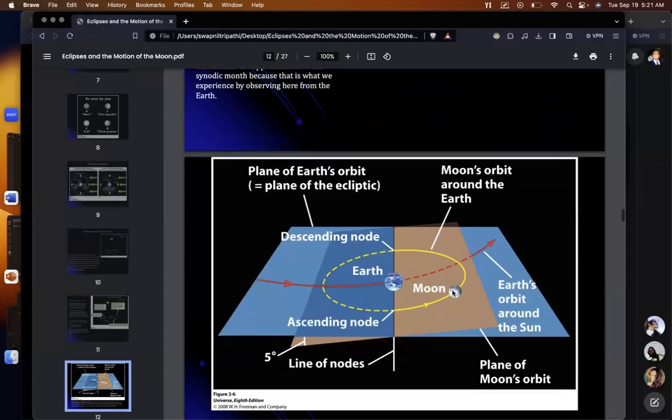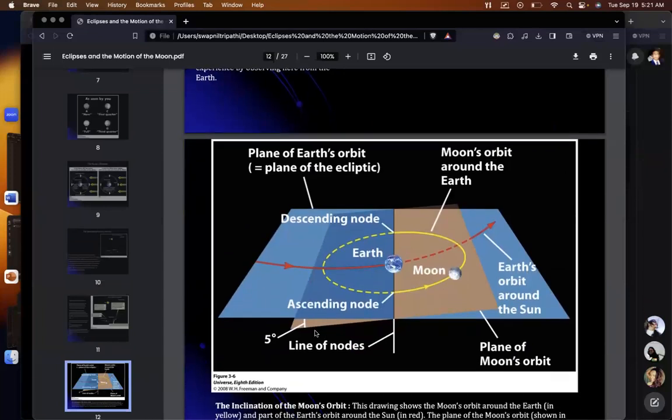Because the plane of moon's orbit makes a 5-degree angle with the Earth's orbit. So even if the moon is in a direction which is aligned with the Earth-Sun line, it's possible that because of this plane, it's either above the plane of Earth's orbit, which is called ecliptic plane, or it is below. So in both those cases, all that will happen is you will only see the new moon or the full moon, but there won't actually be an eclipse.